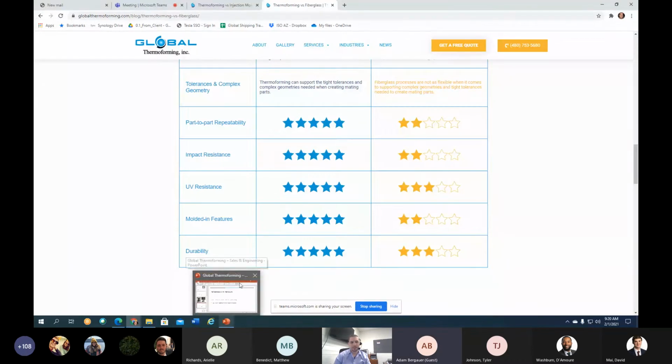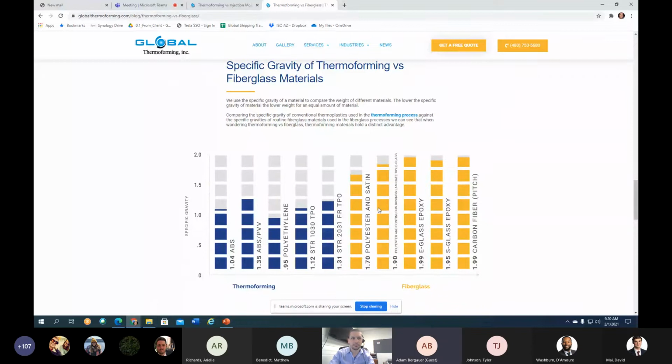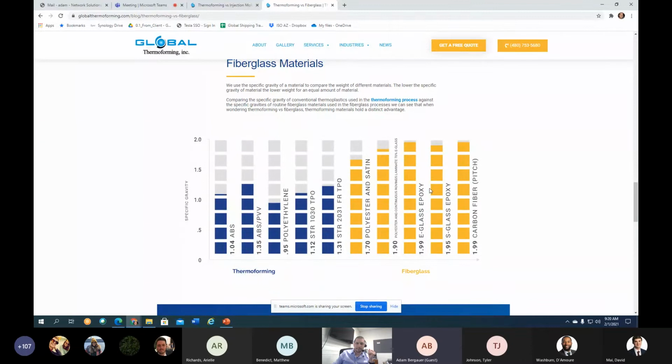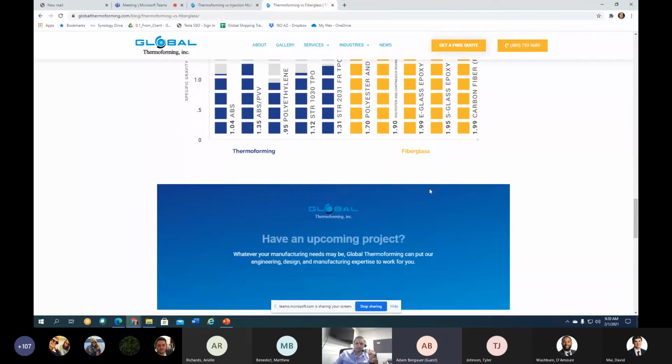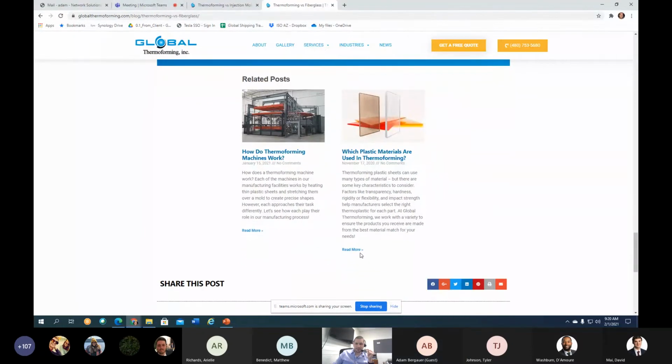Yeah. So feel free to go to our website. It's just globalthermoforming.com. Kevin can send you guys a link. I've got some other blogs and stuff on here. Here's an example. So fiberglass generally is stronger, and it shows you right here that it is stronger. But it's not as fast, and there's other weaknesses. But I've got like 10 or 12 different blogs on there too, guys, if you want to check them out.